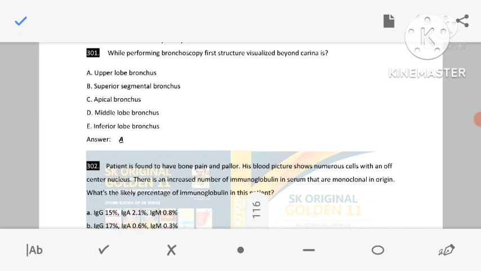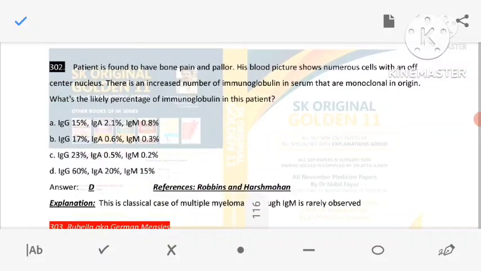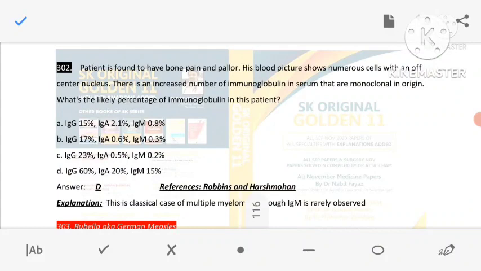While performing bronchoscopy, the first structure visualized beyond the cornea is the upper lobe bronchus. Point number 302: a patient is found to have bony pain and pallor. His blood picture shows numerous cells with an off-center nucleus. There is an increased number of immunoglobulins in serum that are monoclonal in origin. What is the likely percentage of immunoglobulins in this patient? Actually, this is a scenario of multiple myeloma, so the answer is D: IgG 60%, IgA 20%, and IgM 15%.